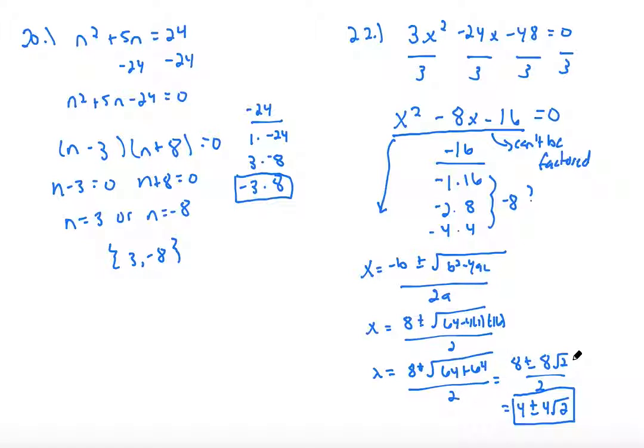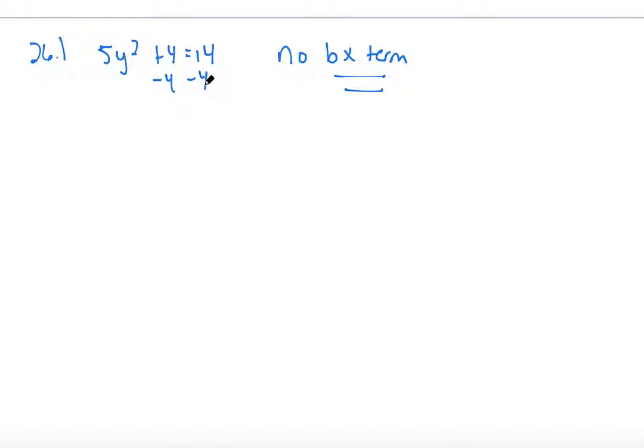All right, so then let's take a look at number 26. 26 gives us the problem 5y squared plus 4 equals 14. And this one says solve by completing the square. If you notice, there's no bx term, which gives you the big hint that you want to use the square root method. So subtract 4 from both sides. We have 5y squared equals 10, and divide both sides by 5. So you have y squared equals 2.